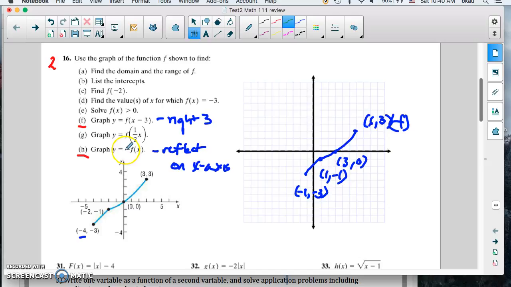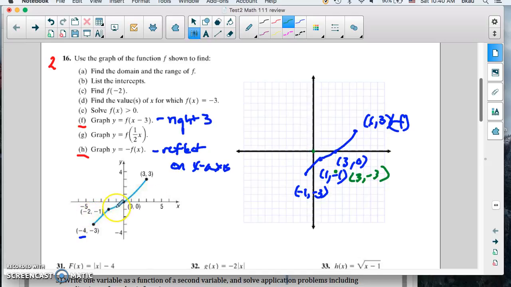That's what the negative does here. If you want to reflect on the y-axis, you put the negative inside. So we're going to reflect on the x-axis here. So (3, 3) becomes (3, -3). 1, 2, 3, -3. We go right here. So that point is (3, -3). (0, 0) doesn't reflect, so it's still (0, 0).